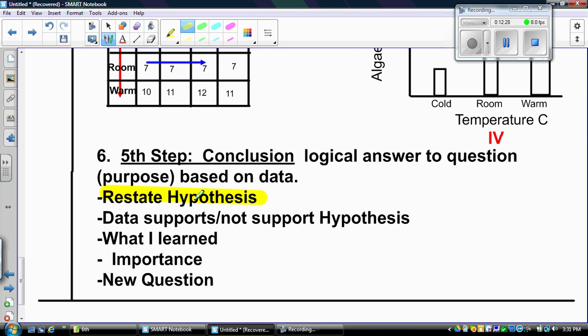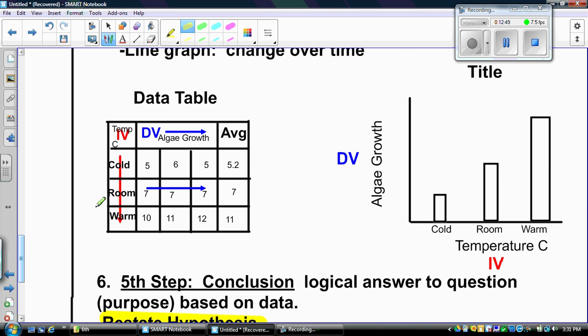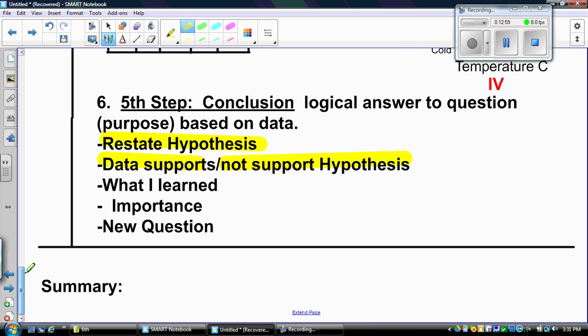Then you're going to look at your hypothesis and you're going to ask yourself, does my data support my hypothesis or does my data not support my hypothesis? And you write it just like that. Data either supports or does not support the hypothesis. So we said in our hypothesis that warm temperature would have more algae growth. So you come back to your analysis, your graph. Does the warm temperature have the most algae growth? Yes, it does.